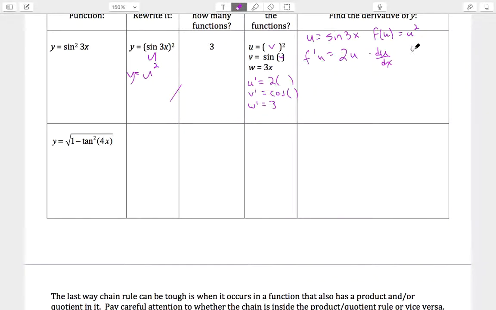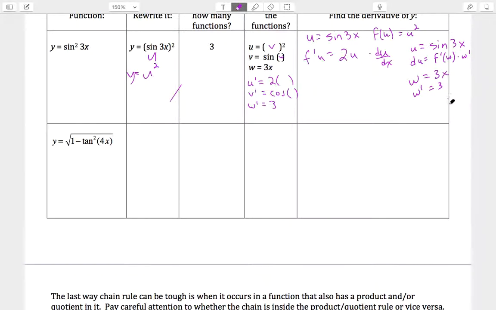Well, u, we said, was sine 3x. So then let's retake the derivative of this, and well, that's another chain. Do you see that? So I'm going to let w be 3x, and w prime would be 3, so du would be f prime of w times w prime. Are you okay with that? Chain inside of a chain? Are you good with this? Okay. Are you with me?